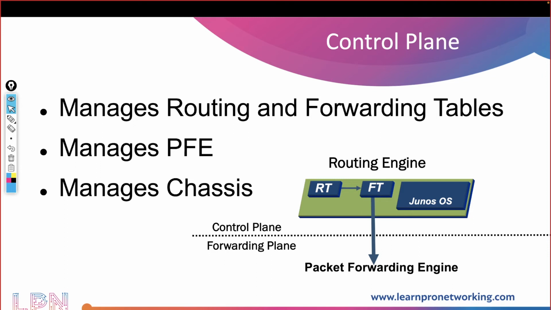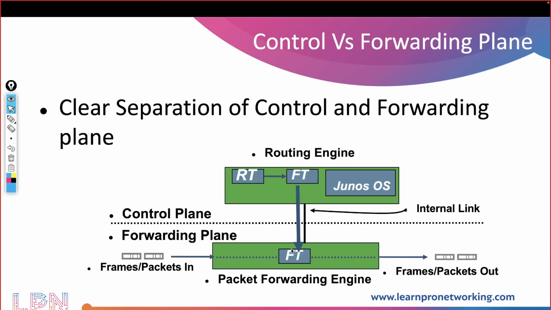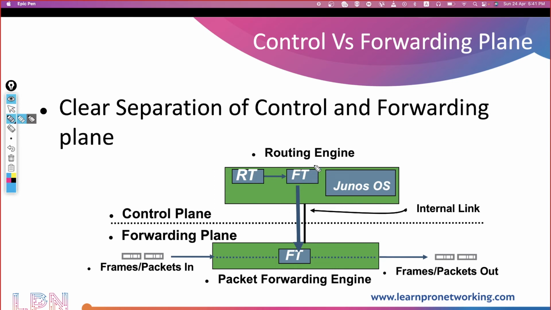I'll just go back to my previous slide. See here, you have a forwarding table, and this forwarding table is nothing but a copy from your routing engine. You understand? You have a forwarding table which is built from the routing table. This is going to be considered the master copy of the forwarding table. If I have only a single copy, then everybody has to wait in a queue.